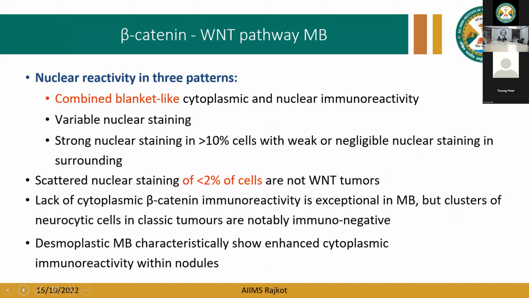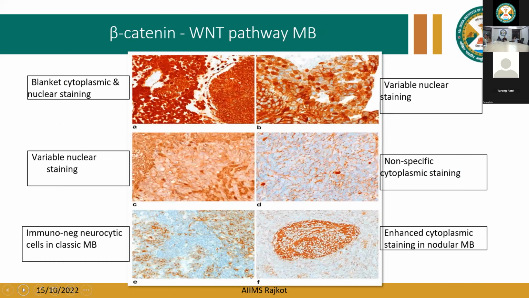The various types of nuclear reactivity of beta-catenin can be seen. It can be blanket-like cytoplasmic nuclear, variable nuclear, or strong nuclear staining. If the nuclear staining is less than 2% of the cells, it is not considered a WNT tumor. These are the various types of immunostaining for beta-catenin which we can see.